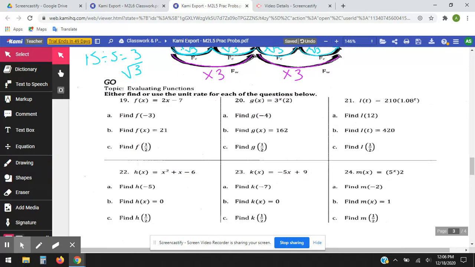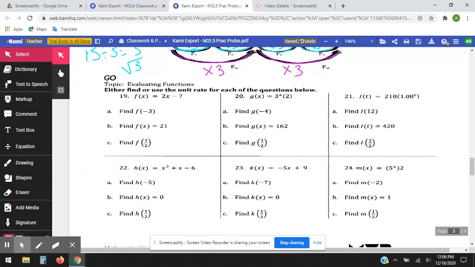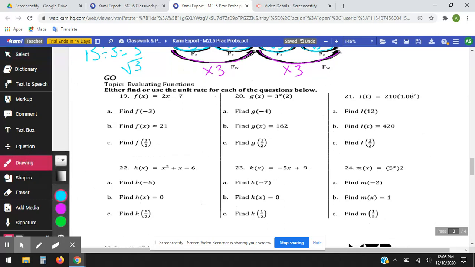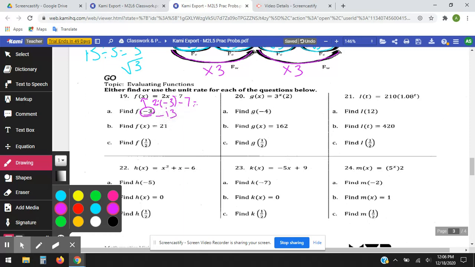So for these on here, just a reminder, when you're trying to solve for these, anytime it has the number inside the parentheses, we're substituting that for x. So this would be done as 2 times -3 minus 7 equals what? Well, 2 times -3 is -6. -6 minus 7 would be -13.